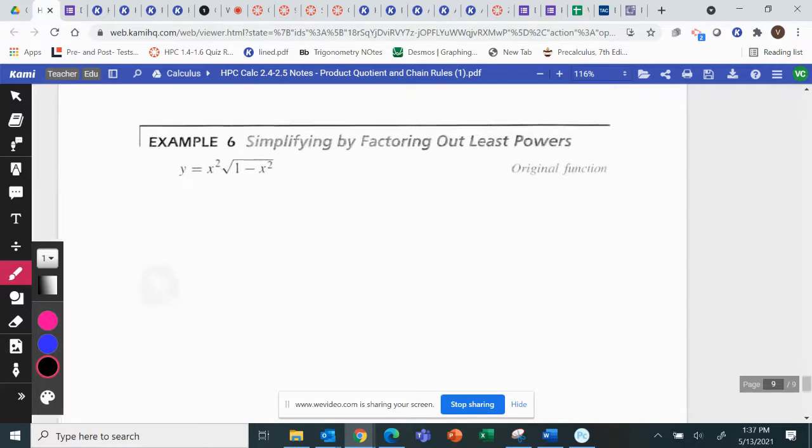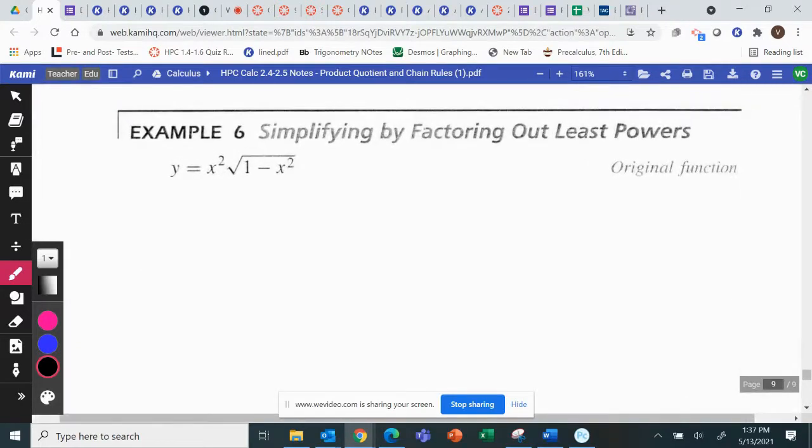Okay, this one is here so you could see how to manipulate this in a way that you might not think of on your own.